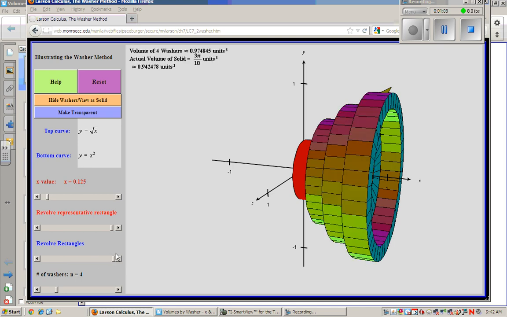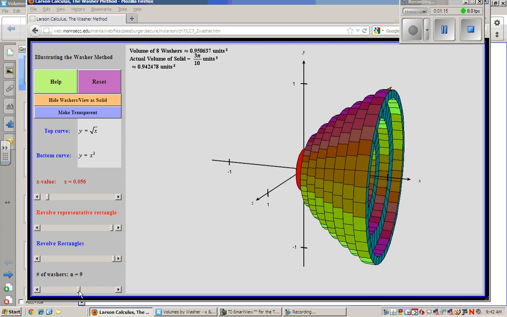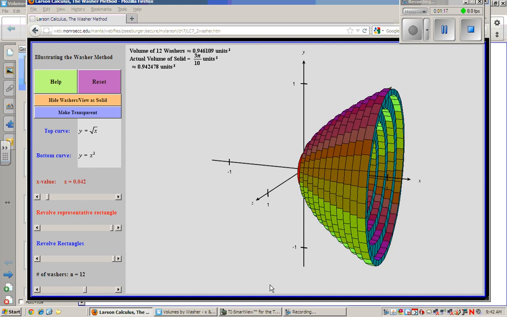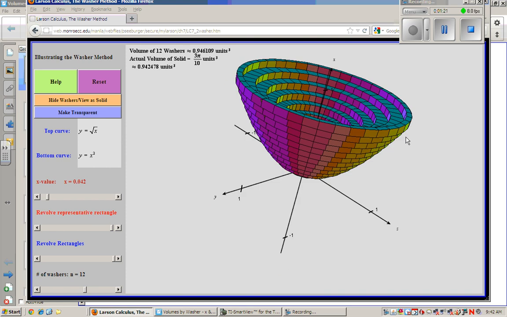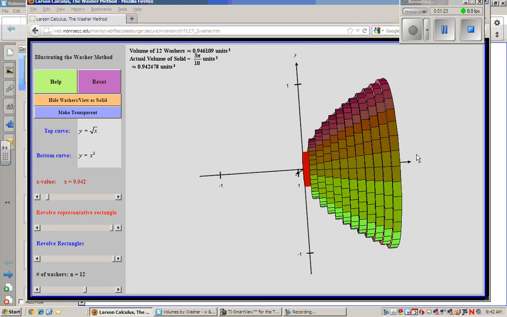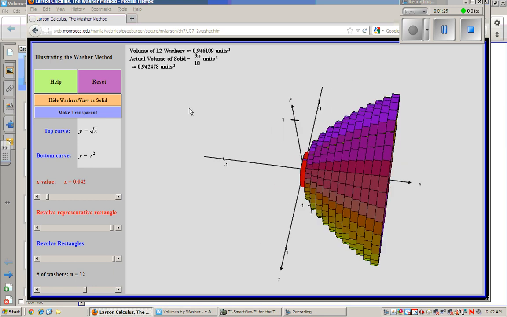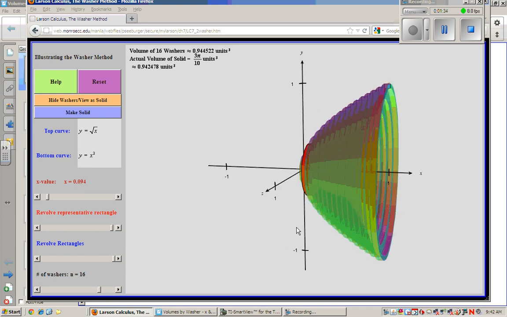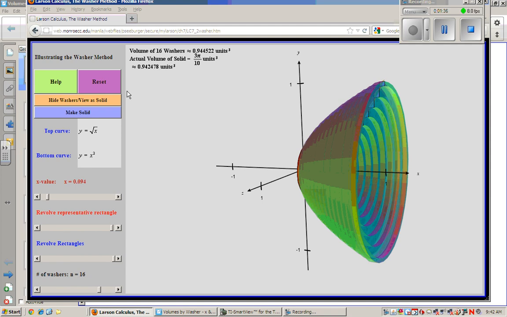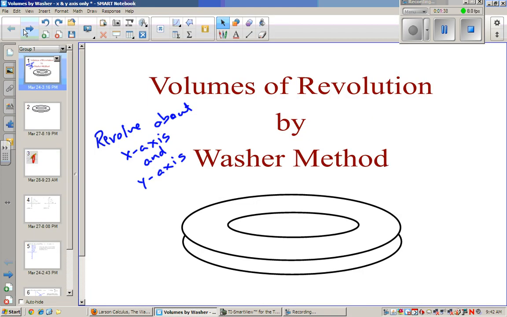And we can see right now this is rather chunky, not quite the smooth figure we want, but as we increase the number of washers, then we can see it gets smoother. And this actually allows us to take a look around at what it looks like from different angles. All right, and then we can make it transparent, and we can increase even more washers. So we've got hopefully a pretty good feel for what we're trying to do here. All right, so let's go and do the calculus of this.